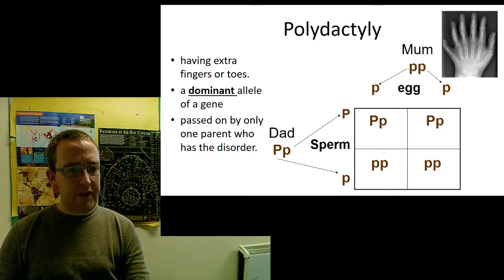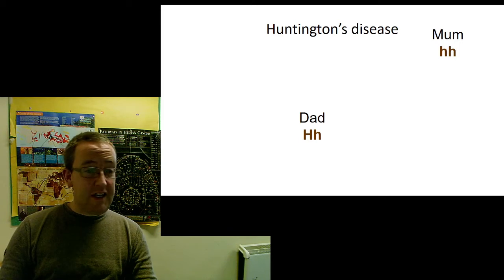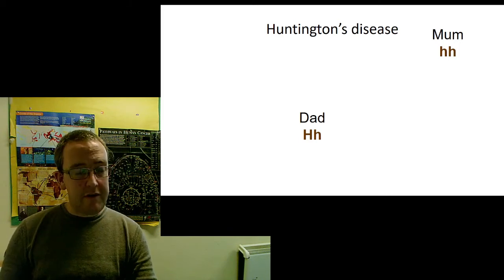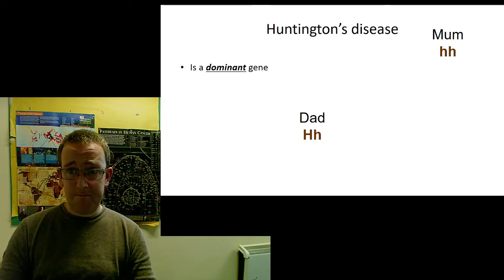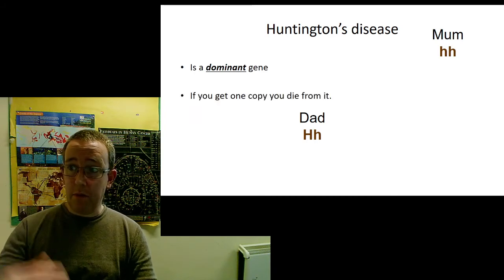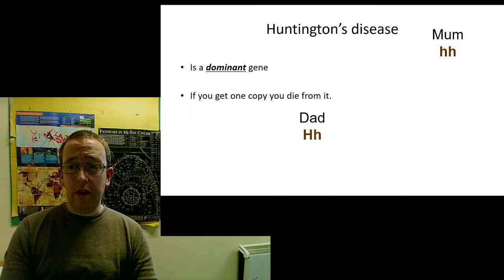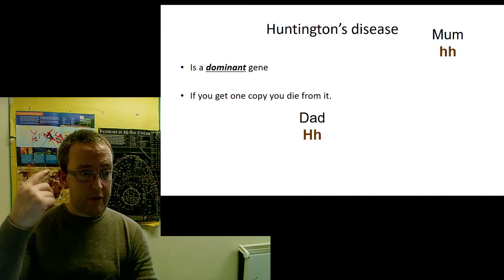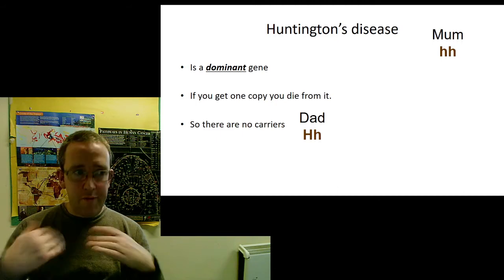So I'm going to give you another couple of examples that fall down this same route. Huntington's disease, you may have heard of. It's another relatively common inherited disorder, and it's a terrible inherited disorder, really nasty. This one's a dominant one, just like polydactyl, this time I've replaced P's with H's. If you get 1 copy of this, it kills you. It's a neurodegenerative disease. So there are no carriers of this disease. You can't have it hidden away.